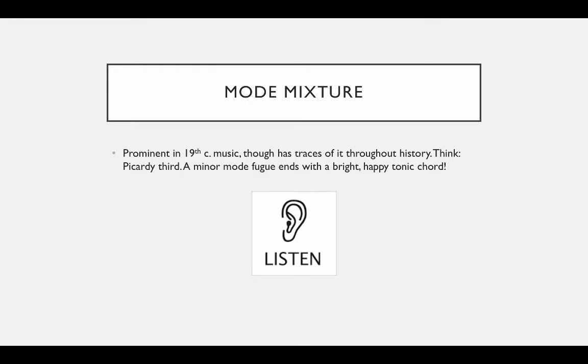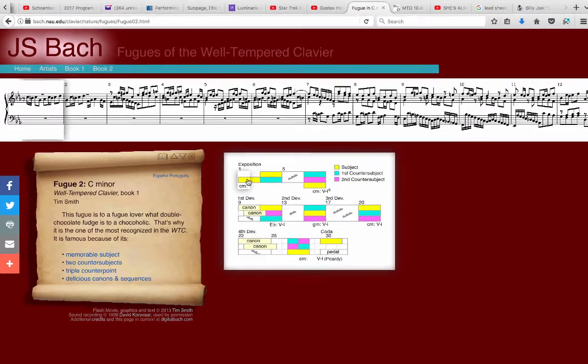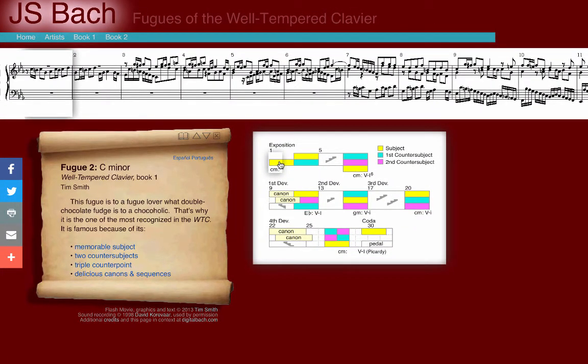Think, for instance, of the Picardy third. In a Bach prelude and fugue that's in the minor mode, he frequently comes to the end of each piece with a bright and happy tonic chord. Let's listen to one. Let's listen to the beginning of this C minor fugue to get in the minor mode.